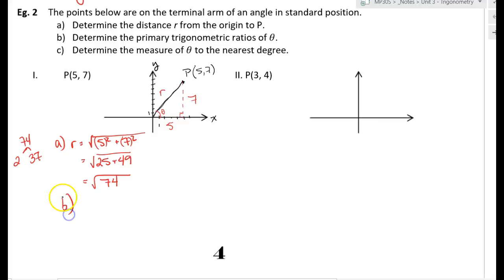From here, I'm asked to determine the primary trigonometric ratios of theta. In this case, that means I want to know sine, cosine, and tangent. We're going to learn about 3 other ratios, but not this lesson. Okay, so sine, again, is opposite over hypotenuse.